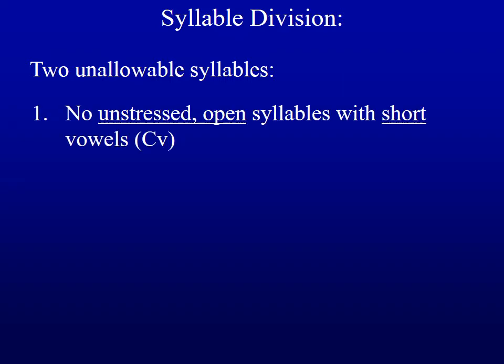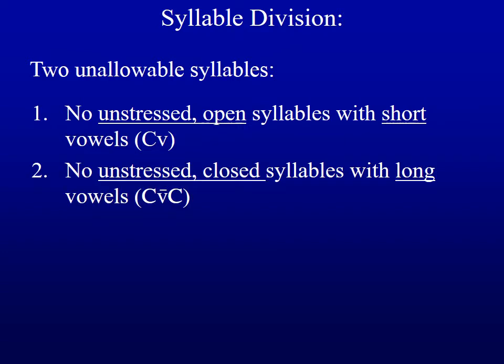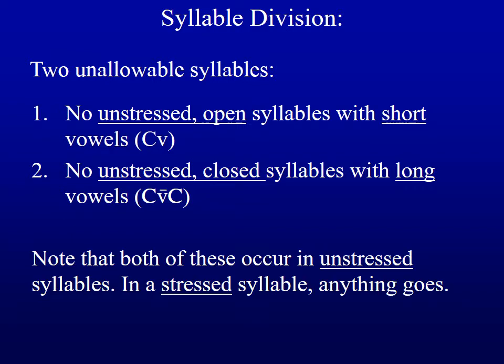So these are the two unallowable syllables. No unstressed open syllables with short vowels, that is, you'll never see consonant short vowel unstressed, and no unstressed closed syllables with long or hyperlong vowels. Both of these occur in unstressed syllables. In a stressed syllable, you can have any combination.